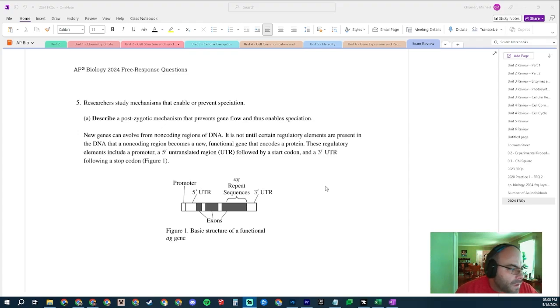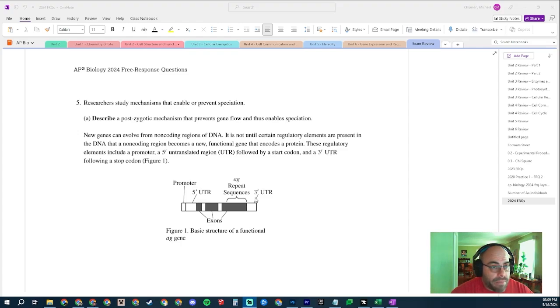Let's talk about it. Researchers study mechanisms that enable or prevent speciation. Describe a postzygotic mechanism that prevents gene flow and thus enables speciation. There's three, right? You could have talked about hybrid infertility. You could have talked about hybrid inviability. You could have talked about... I'm missing one. There's the one where the hybrids make sterile offspring. There's the one where the hybrids don't live very many generations. And then there's the one where the hybrids don't live at all.